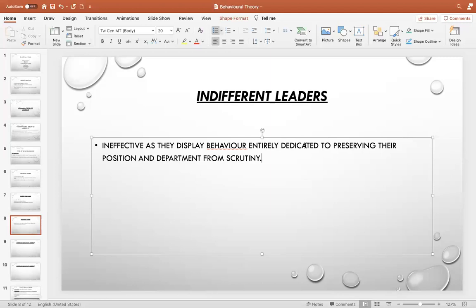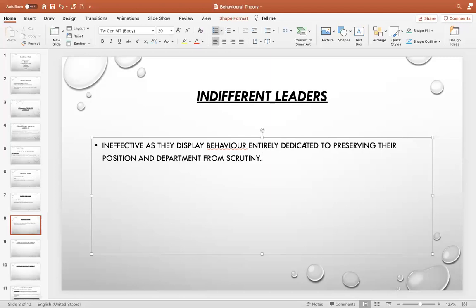As such, they are at the lowest point of the managerial grid model. They have little concern for the people under their care or the production of their team. As long as they keep their job, they don't care about others.